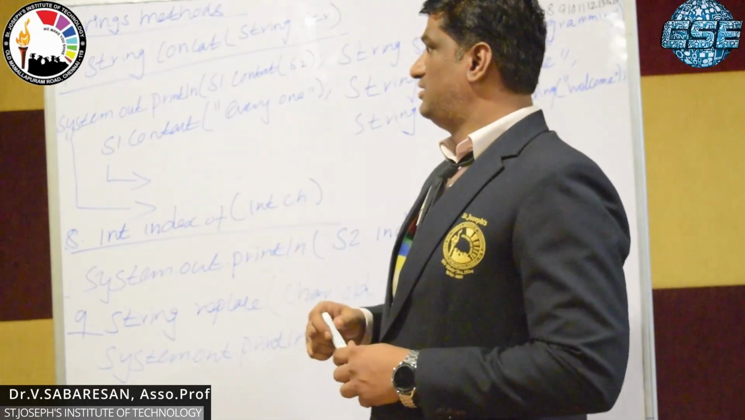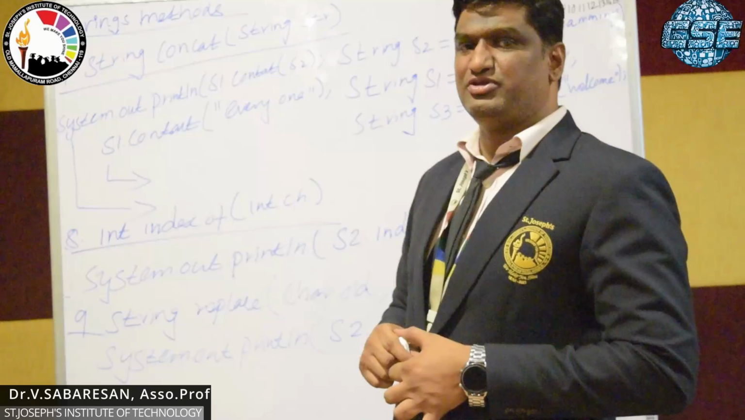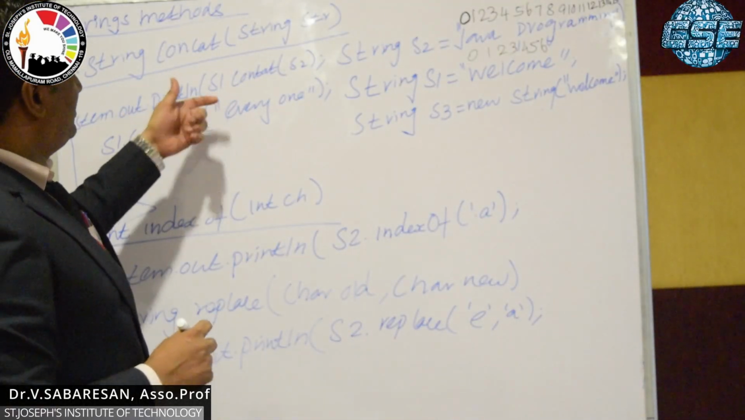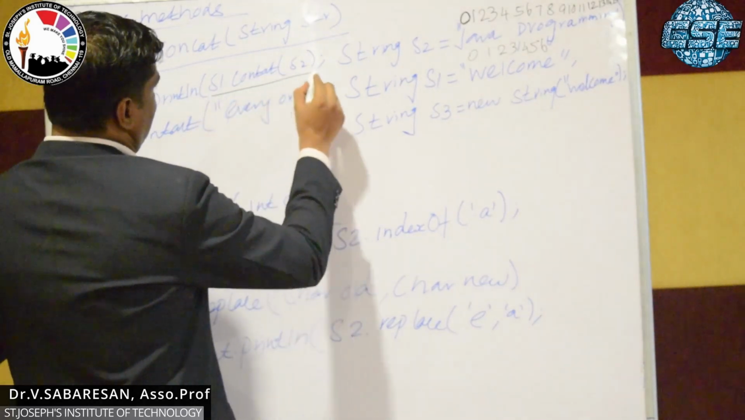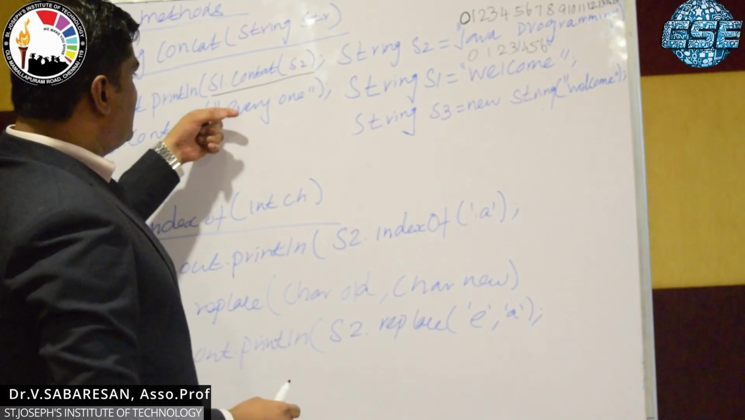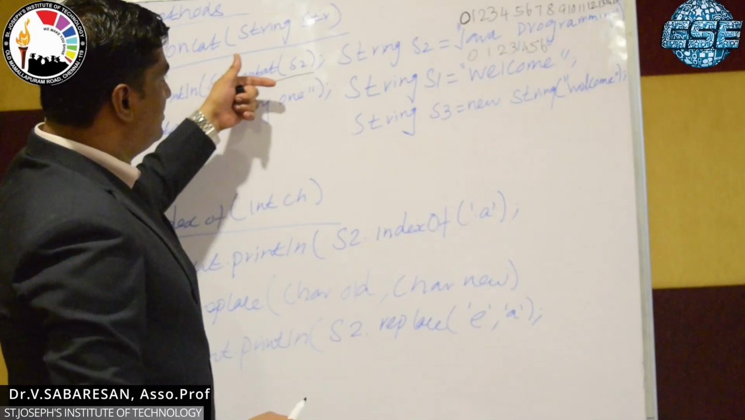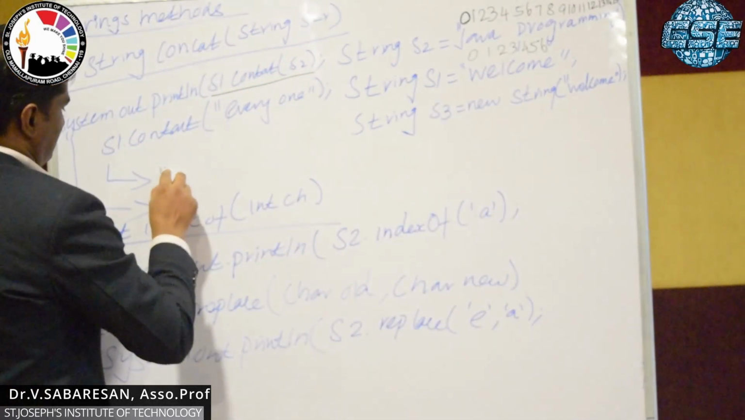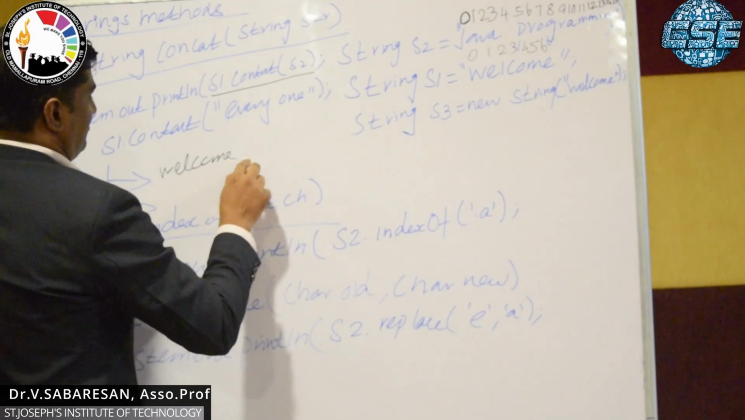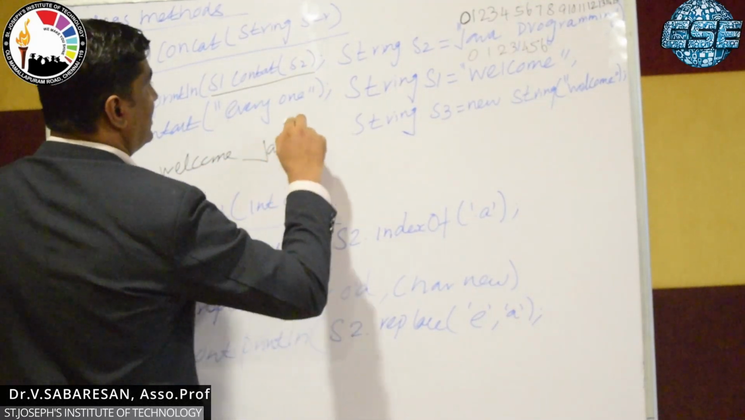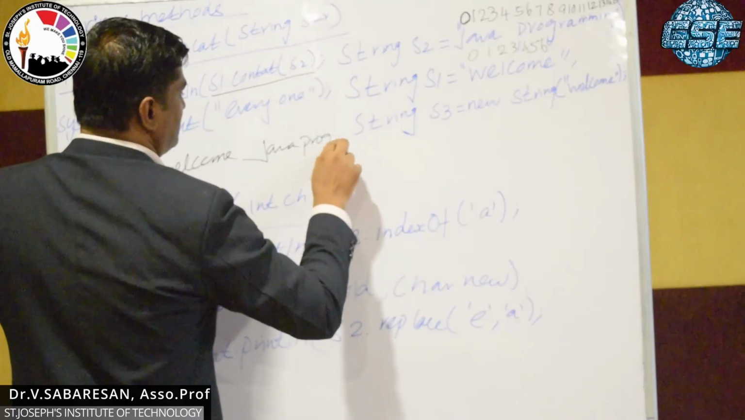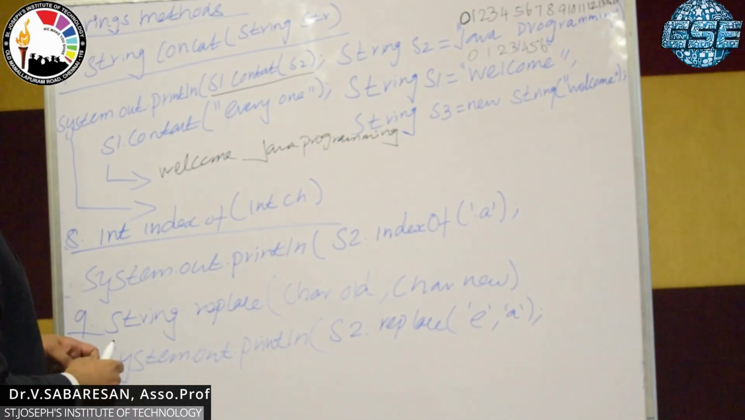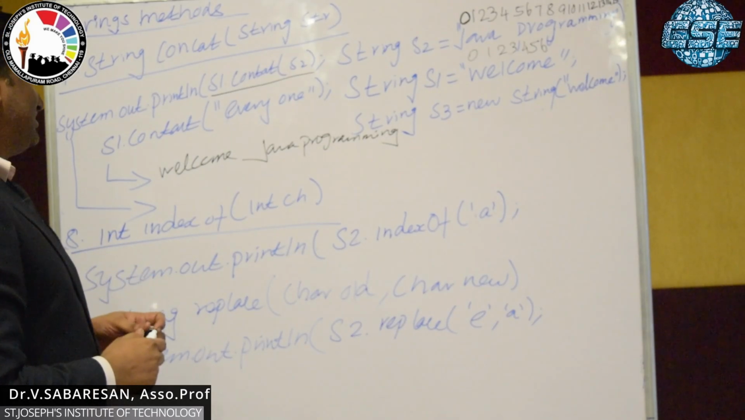The next method is the concat method. The purpose of the concat method is to add two given strings. So here s1.concat(s2), we are going to add and join the values of s1 and s2. Now the value of s1 is Welcome, followed by the value of s2 joined to it, Java programming.